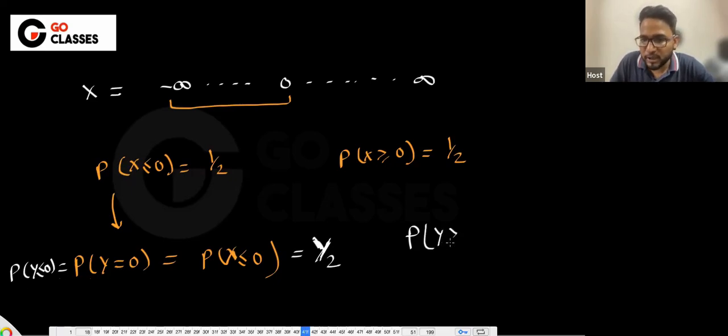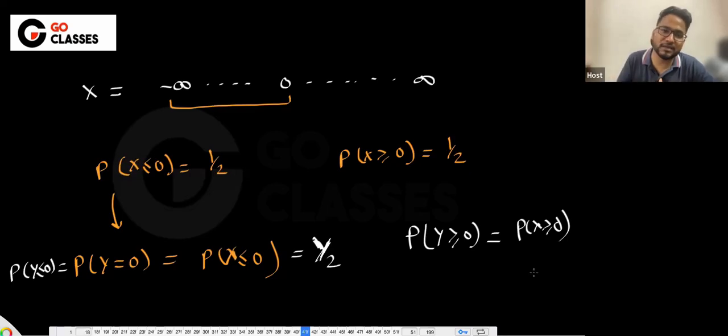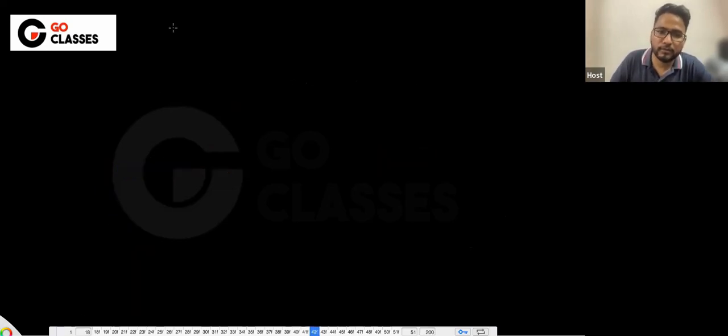Now tell me, what is the probability that Y is greater than or equal to 0? When can Y be greater than or equal to 0? Whenever X is greater than or equal to 0, Y is already greater than or equal to 0. And this is 1 by 2. So the probability of Y less than or equal to 0 is 1 by 2, and the probability of Y greater than or equal to 0 is also 1 by 2.